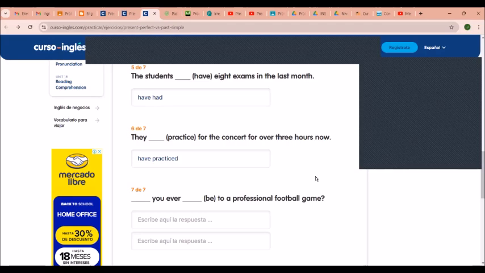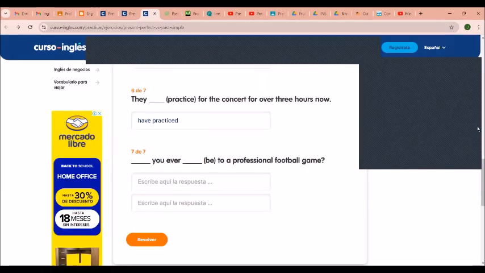Baeza. Number 7. Have you ever been to a professional football game? Yes, I have. I've been to the American one in our UNAM stadium, and of course, the real one, the football here in Estadio Olímpico. Both amazing. Go Pumas. All right. Have you ever been? Good.